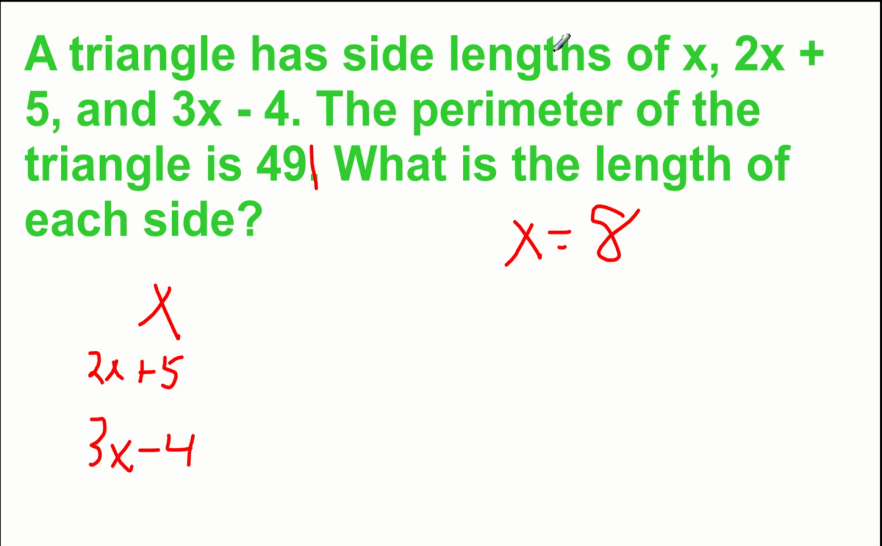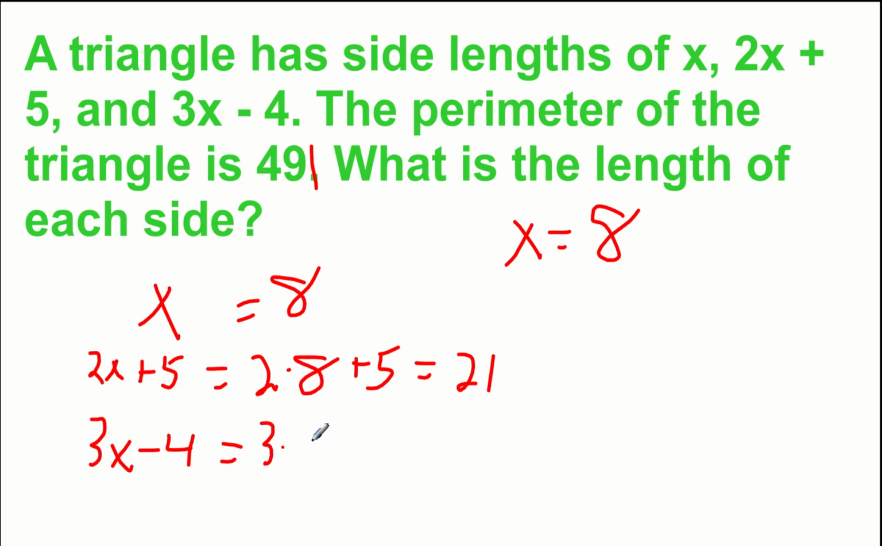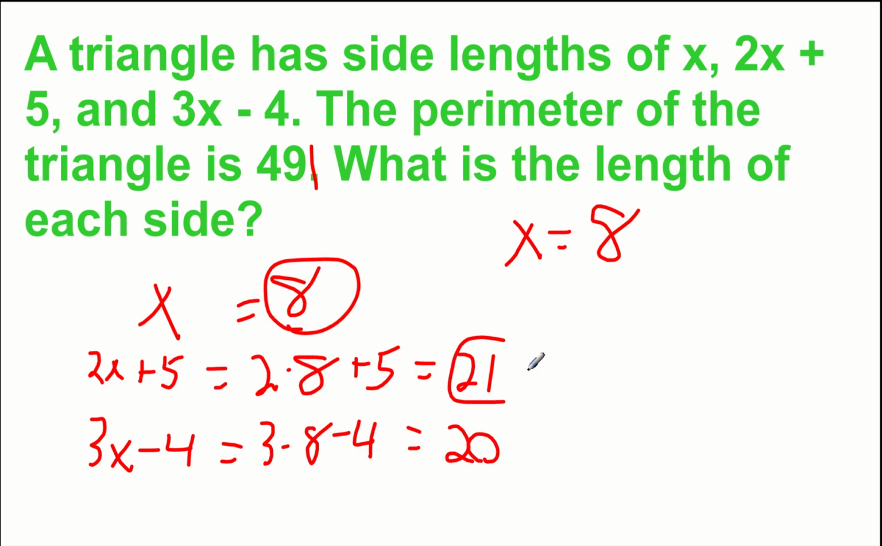If this was a whole, so when I put 8 in for x, I got 8. I'd have 2 times 8 plus 5. 2 times 8 is 16, plus 5 is 21. I'd have 3 times 8 minus 4. 3 times 8 is 24. Minus 4 then is 20. So those three numbers, 8.